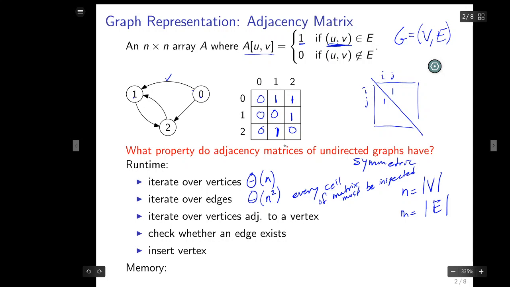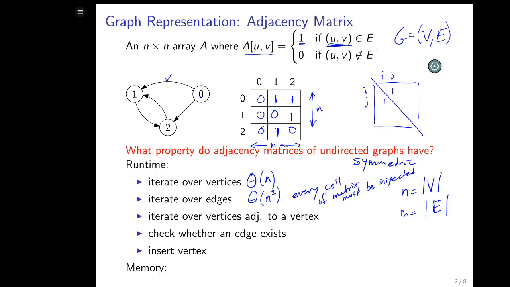Or if it was an undirected graph, you'd only have to inspect half of the entries. If we're just inspecting every cell, wouldn't it be order n again, because it would be like iterating over all the vertices? No, every cell of the matrix. This matrix is n by n, and you have to look in every cell. If you didn't look in every cell, I could hide an edge there, or not. And so you have to look.